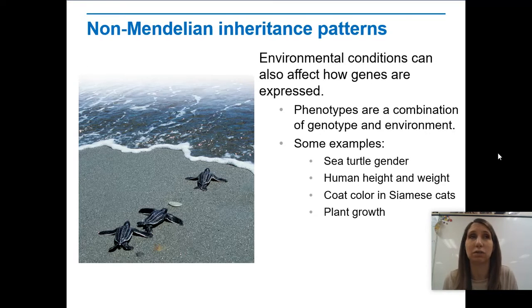If it's growing in really poor soil but has very good genes, it's still not going to grow well. If it has really good genes but it experiences a drought where there's not enough sunlight or not enough water to be able to do photosynthesis, then it's not going to grow very well either. So plants are highly susceptible to environmental factors, as are most living things.